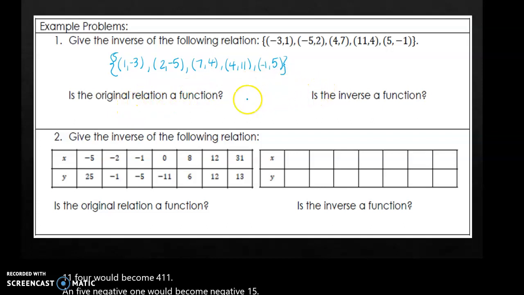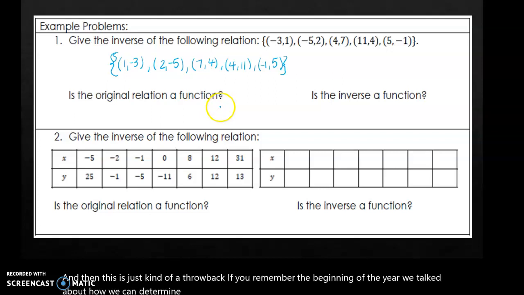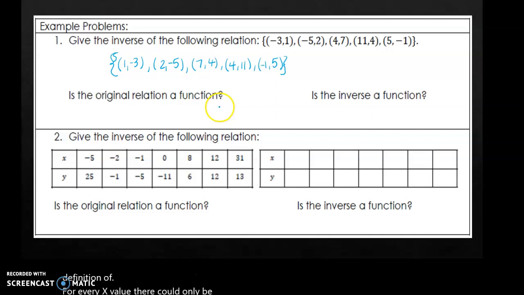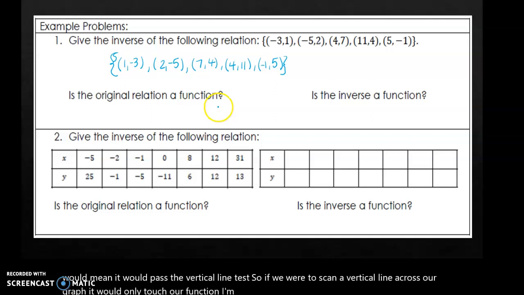And then this is just kind of a throwback. If you remember the beginning of the year, we talked about how we can determine if a relation was also a function. And it was based on the definition of for every x value, there could only be one y value, or if we were looking at the graph, that would mean it would pass the vertical line test. So if we were to scan a vertical line across our graph, it would only touch our graph in one place at a time.